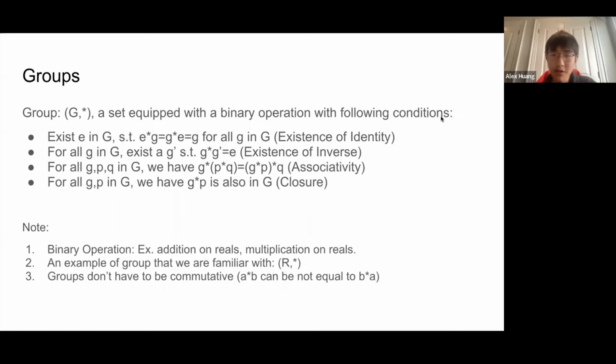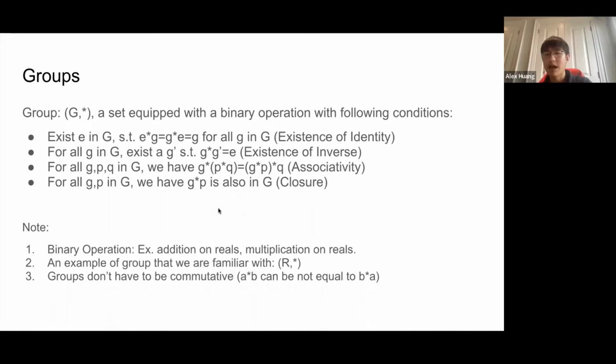Okay. So the first condition for a group is that there exists an identity, which is basically an element such that if you compose it with any element in this group, the result doesn't change. So there exists an e in the set G such that e star g = g star e, which is equal to g, for all g in this group. Remember, star is the binary operation we define.